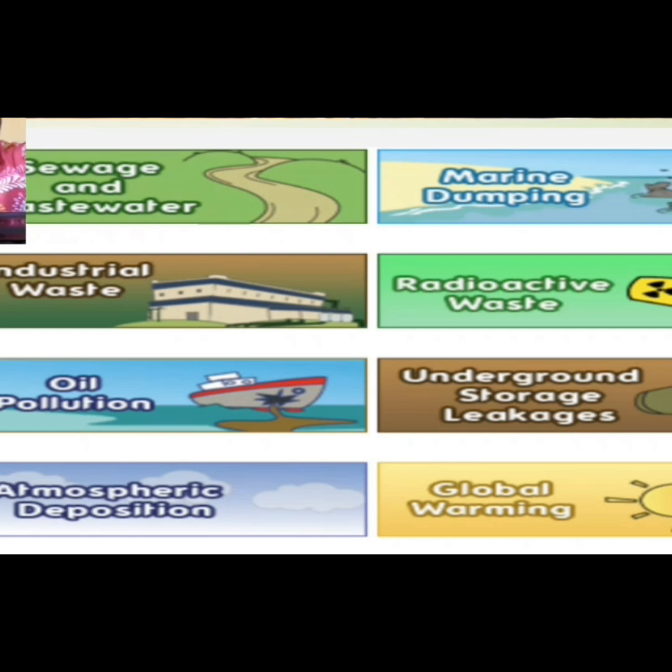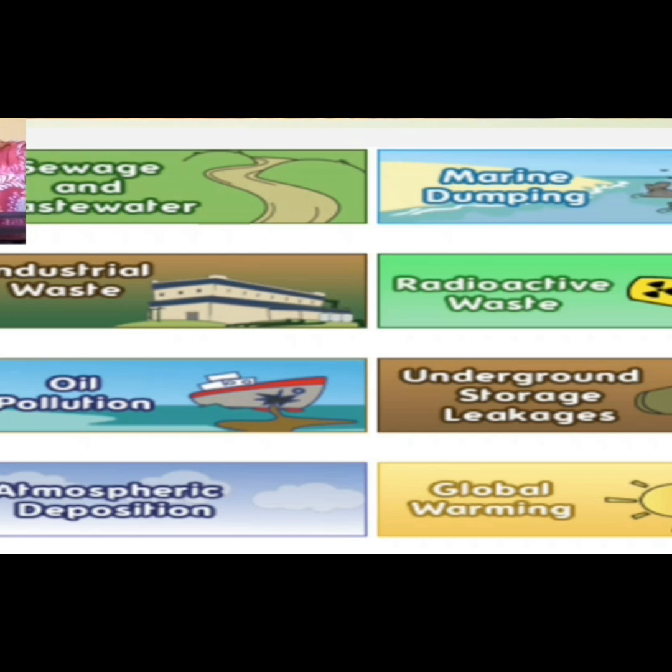Then marine dumping, where people tend to empty their waste into water bodies, especially when it rains. That is not a good attitude, because it goes a long way to block our drainages and cause flooding, and at some point it might become harmful to people in the environment as it takes and destroys lives and properties.